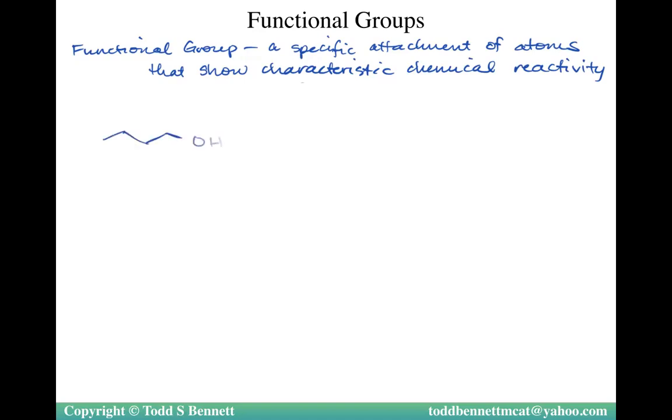So for instance, we mentioned an OH before. This OH group is an alcohol. So this is 1, 2, 3, 4 carbons with an alcohol. I think we did this as one of our examples earlier. This is 1-butanol. And it reacts with SOCl2.